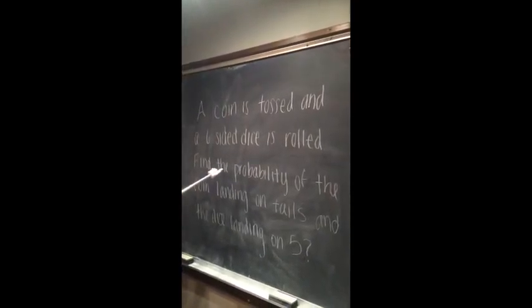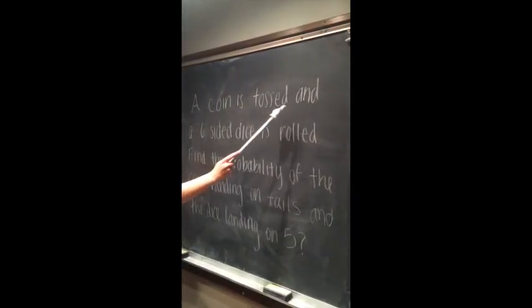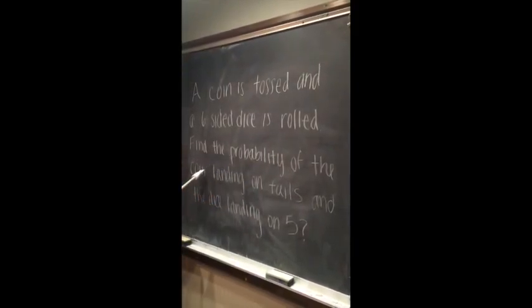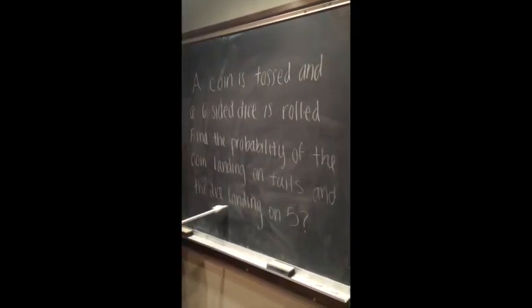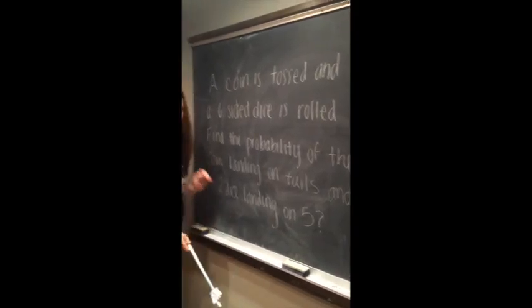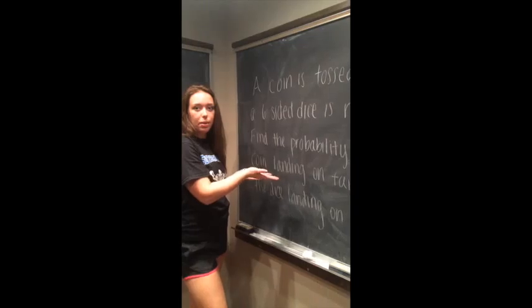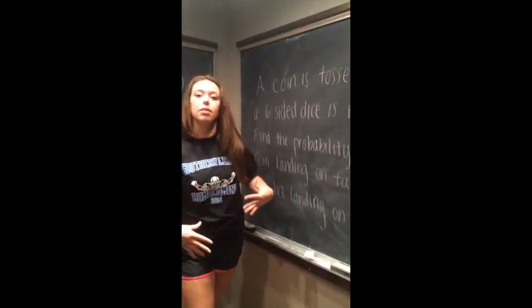Over here, I have my textbook style problem, which is: a coin is tossed and a six-sided dice is rolled. Find the probability of the coin landing on tails and the dice landing on 5. I started out by noting that the coin flipping and the dice rolling are two independent events.